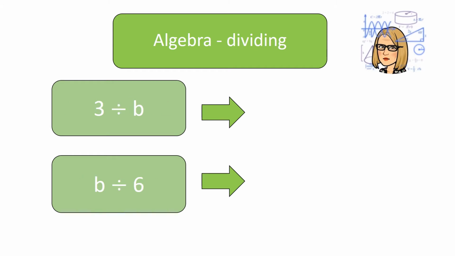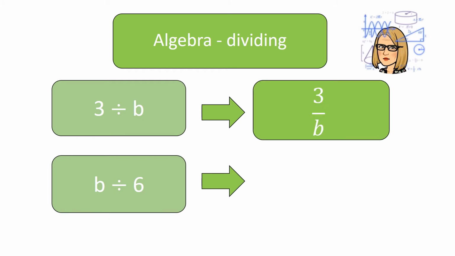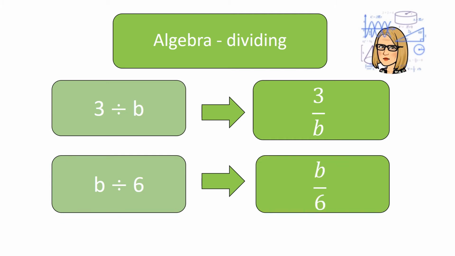When we do division in algebra, we don't use this division sign either. We write division in algebra as a fraction. So if you wanted to write 3 divided by b, it'd be written like that, 3 over b. b divided by 6 would be written like this, b over 6.